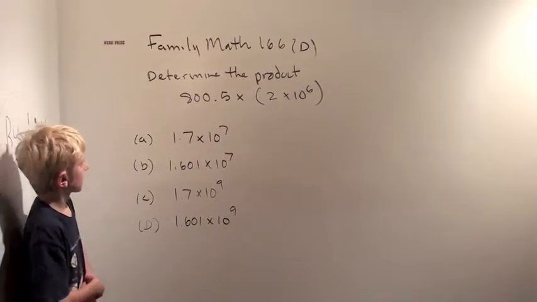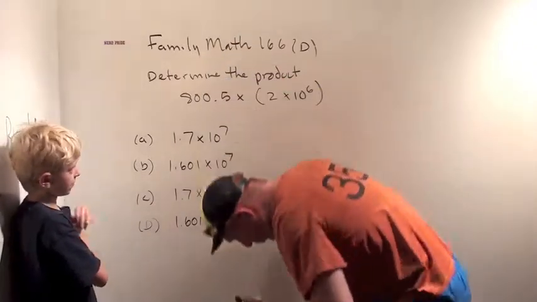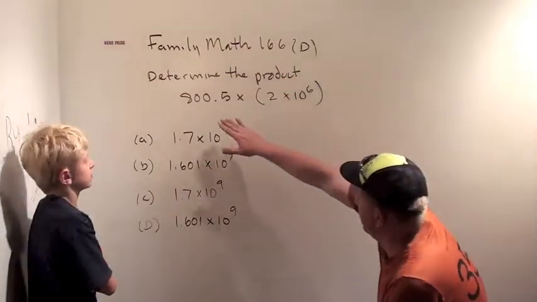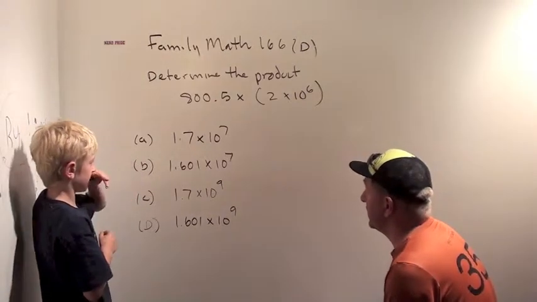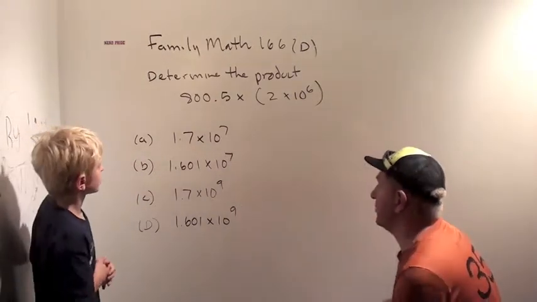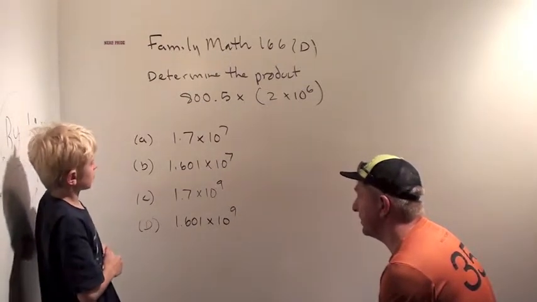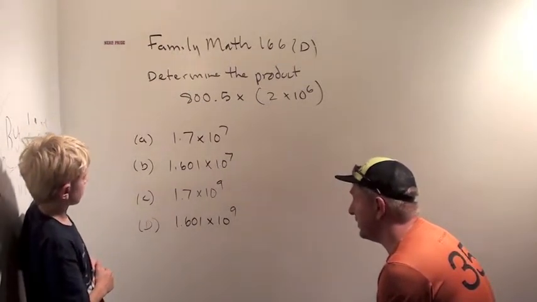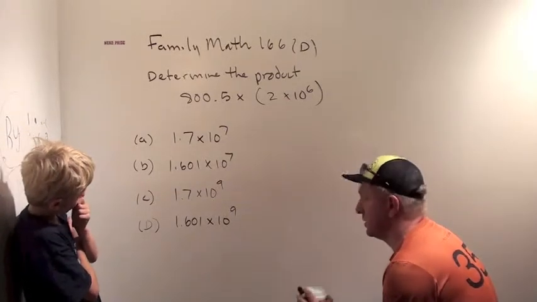Okay, so here's the fourth one on the 8th grade test. Determine the product. 800.5 times 2 times 10 to the 6th. And your choices are those four choices. 1.7 times 10 to the 7th, 1.601 times 10 to the 7th, 1.7 times 10 to the 9th, and 1.601 times 10 to the 9th.